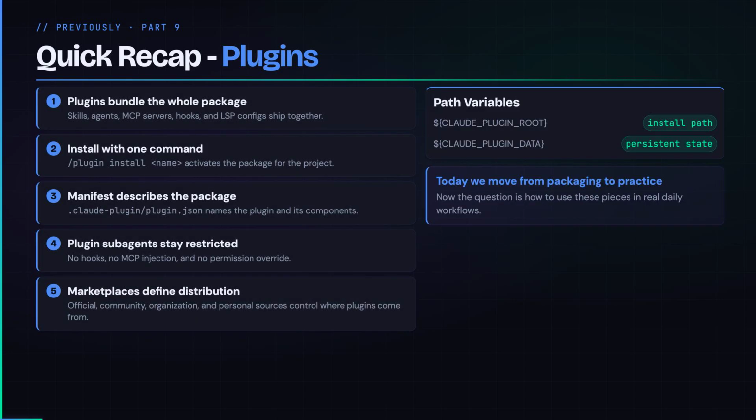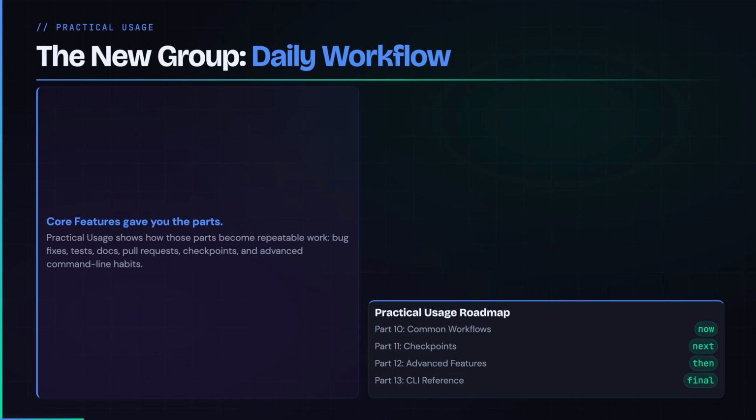The path variables are the final piece. CLAUDE_PLUGIN_ROOT points to the install folder, and CLAUDE_PLUGIN_DATA holds persistent state. Today we move from packaging to practice. The question is how to use these pieces in real daily workflows. Most people learn the parts, then freeze when real work starts. This section fixes that gap.